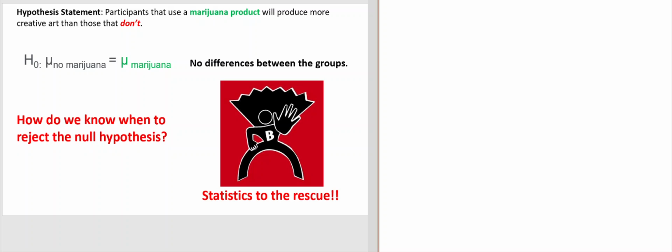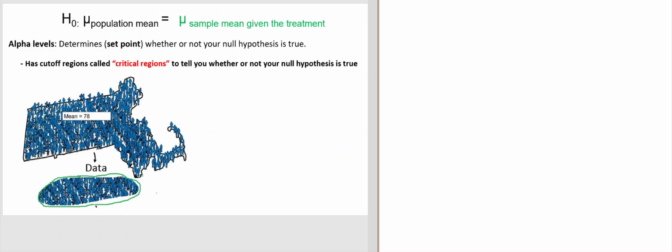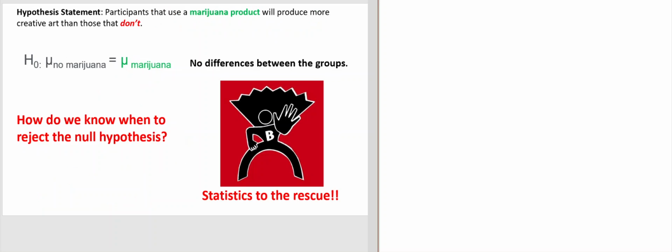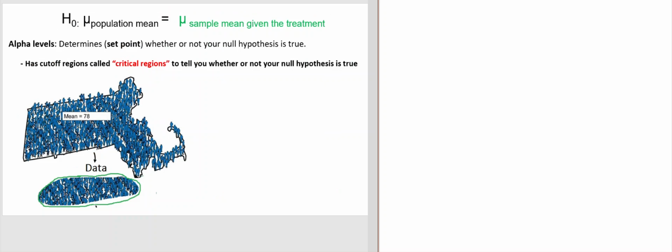So the question is, how do we know when to reject the null hypothesis? And statistics is going to come to the rescue yet again. Let's say we have this population of people in Massachusetts, and we take a sample. With a one sample t-test, we're comparing a population mean to a sample mean given a treatment. In our previous example, we looked at one group of participants receiving marijuana and another group not receiving marijuana, and then testing differences between their artistic performance. In this case, we're taking a sample of the population and just giving that sample the treatment and seeing if there's a difference between the overall population and that particular sample.